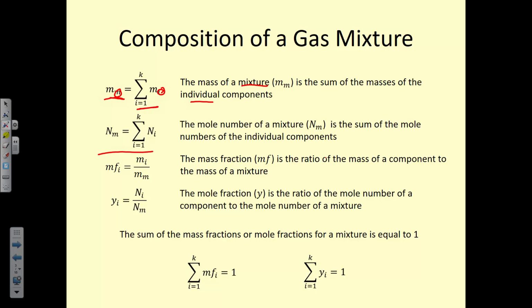Similarly, we can look at it on a molar basis, where the number of moles is equal to the sum of the number of moles of each individual substance within the mixture. So there's a total mass, there's a total number of moles. Then we can look at the mass fraction. So the mass fraction is the ratio of the mass of some individual component divided by the total mass of a mixture. Similarly, the mole fraction is the number of moles of each individual substance divided by the mole number of the mixture.